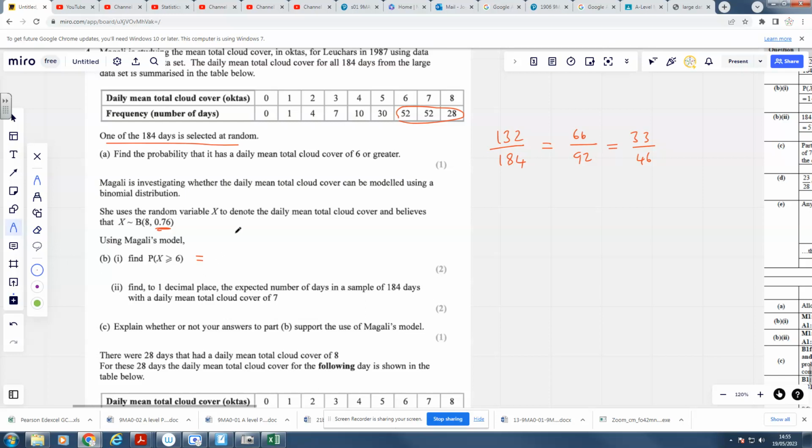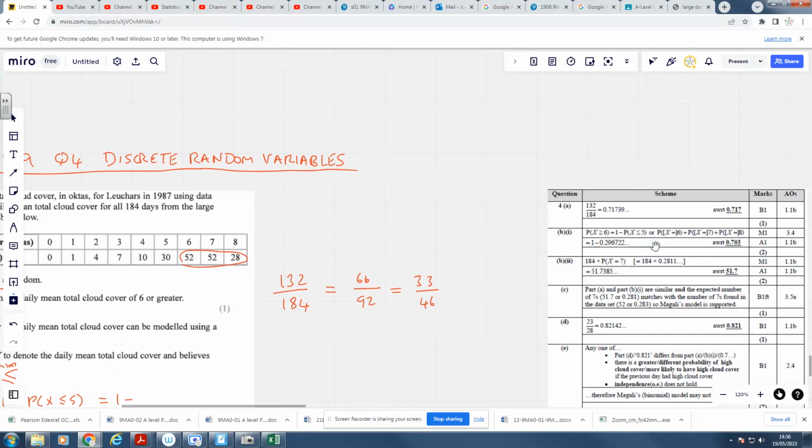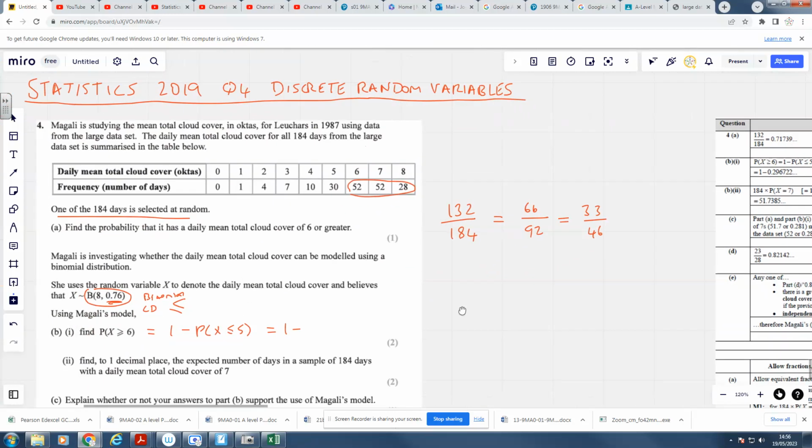Your calculator does this for you, but what is the opposite of 6 or more? Your calculator only works for less than or equal to on a binomial CDF. So you want binomial CD, but that will give you less than or equal to. The opposite of 6 or more is 5 or less. So you want to do 1 minus the probability that X is less than or equal to 5. In your calculator, you need to do 1 minus the binomial CD: X is 5, N is 8, P is 0.76, and apparently that comes to 0.703.